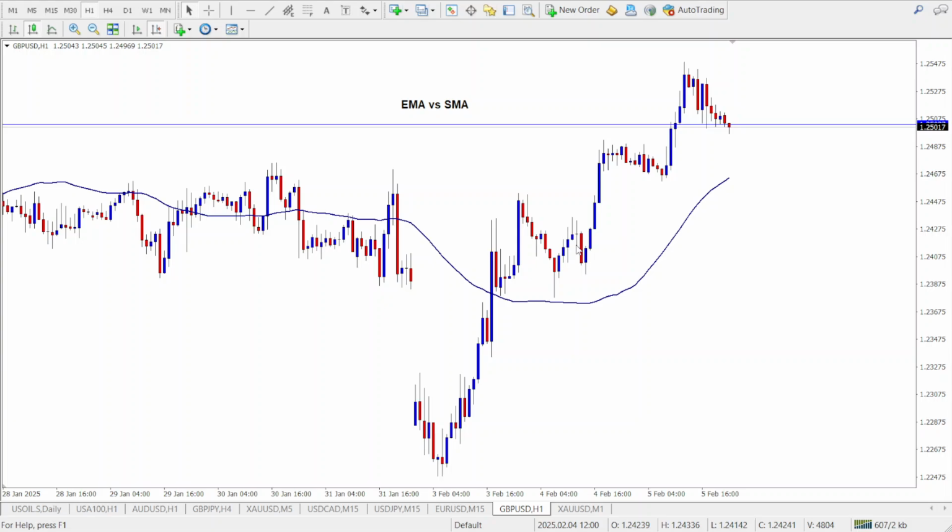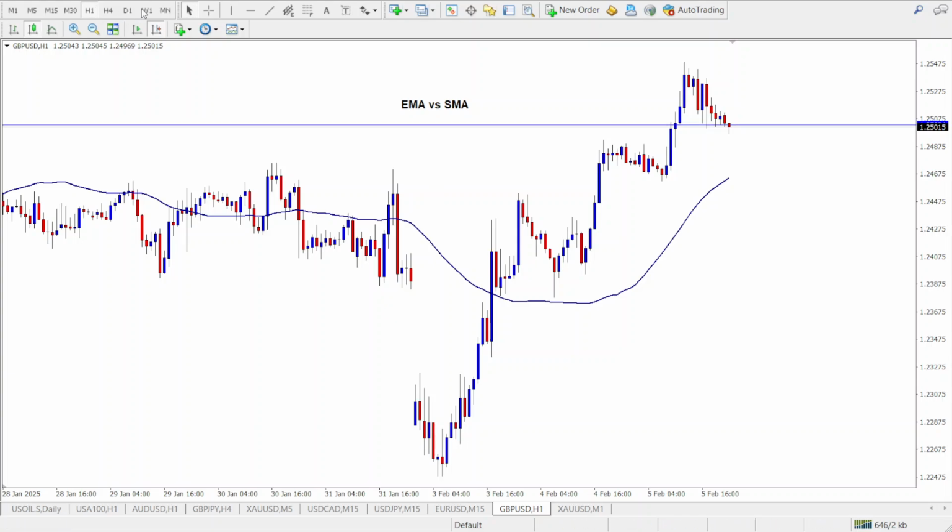But what if you need something more responsive? That's where the EMA comes in. Now let's talk about the exponential moving average, or the EMA. Unlike the SMA, the EMA puts more weight on recent price action. It puts more weight on recent prices.